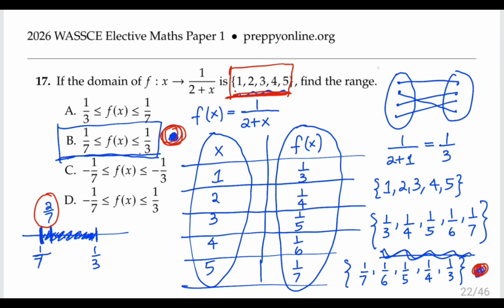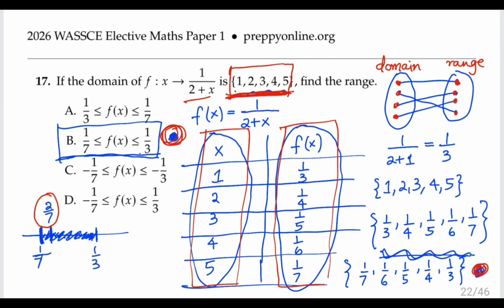So let me recap. We have the domain, and then you have the range, and every value in the domain is being mapped to something in the range. By substituting all these values they've given us, 1, 2, 3, 4, 5, into the function, we've got the full set of values, x and f of x, for every one of the values they've given us. But there's no answer here that matches the range that we found.